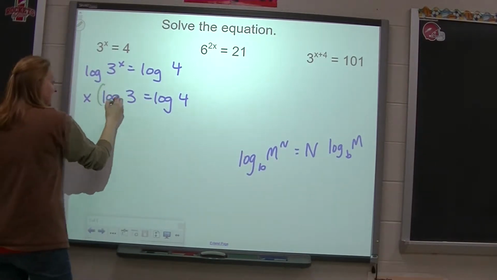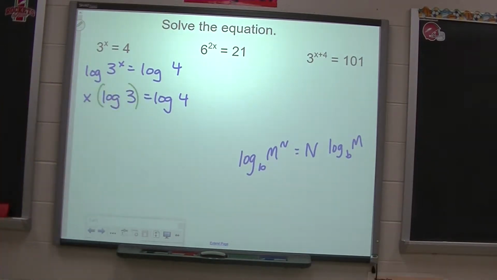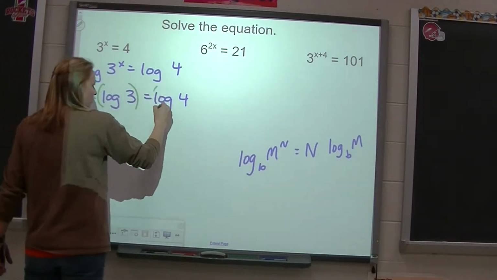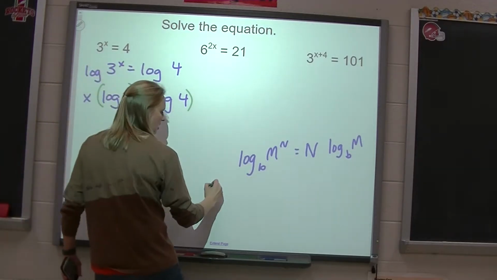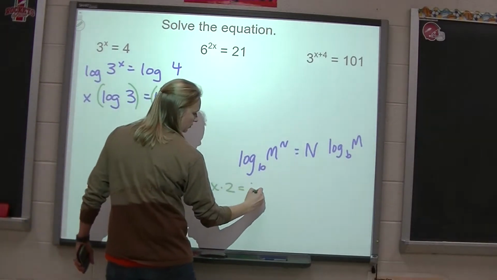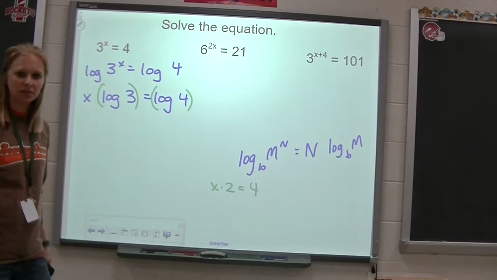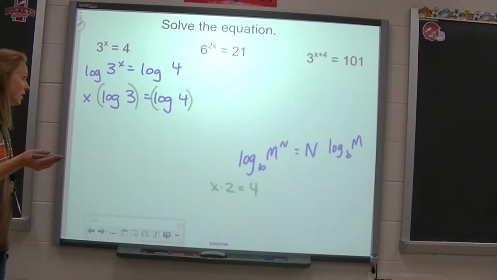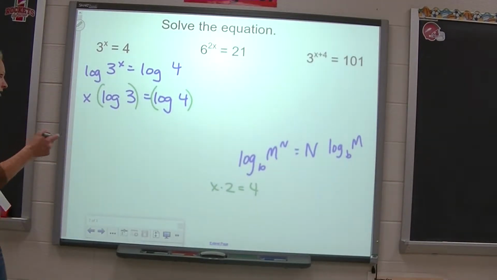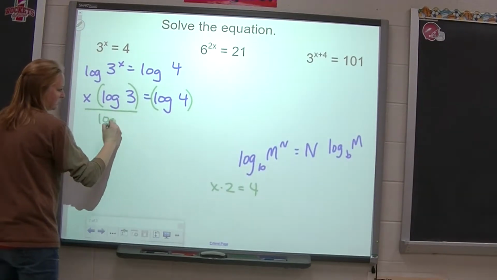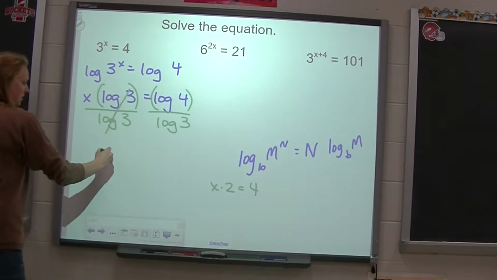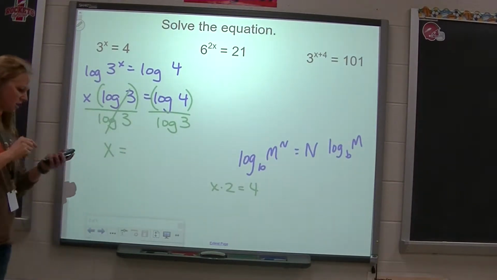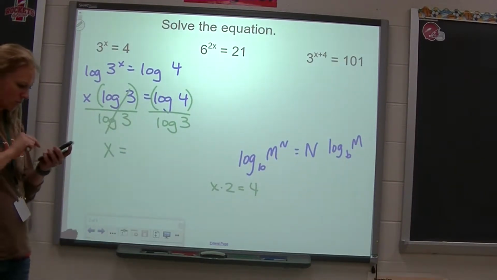Now this is a number. Log 3 is a number. Log 4 is a number. So really I have x times a number equals log of 4. If I had x times 2 equals 4, what do I do to solve for x? Divide both sides by 2. So in this case, what do I need to solve for x? We're going to divide both sides by log of 3. So that cancels, and I end up with log 4.